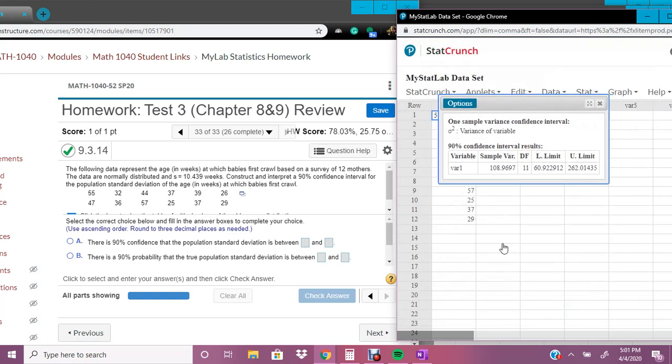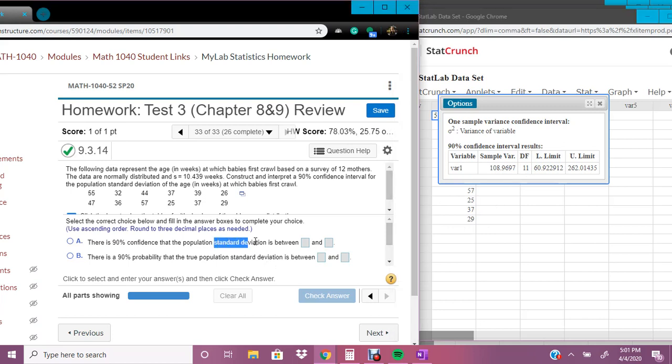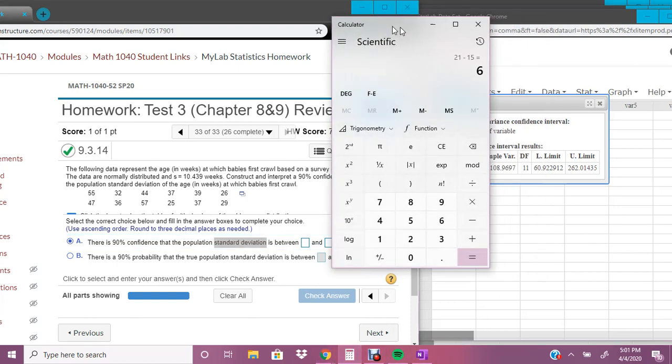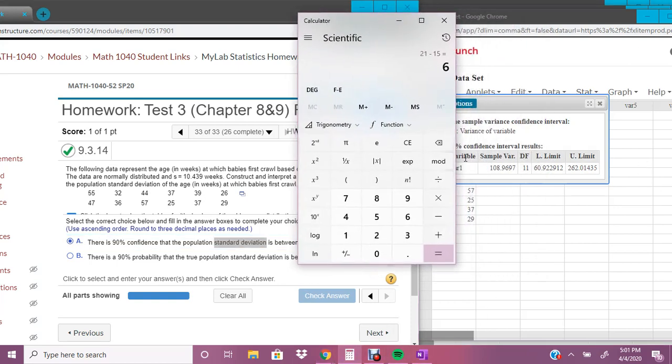Something to note, it has the sample variance right here, which is not the standard deviation. And so that means that these upper and lower limits are going to have the same relationship as the variance has, so that square root. Because it says in the question that we're finding the standard deviation, so we've got to change these up. And so we're going to square root them.